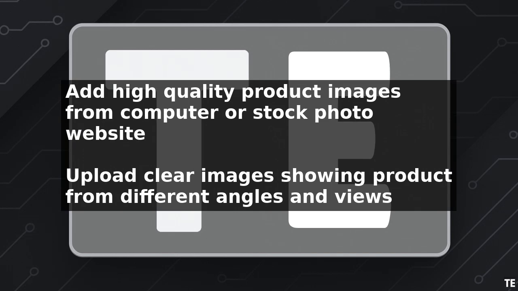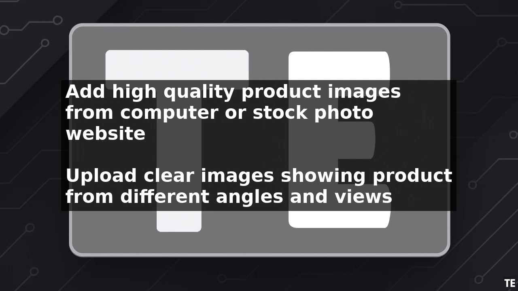Set the product price and compare at price if applicable. The compare at price is the original price of the product before any discounts. You can also set the cost per item, which is the amount it costs you to produce or purchase the product.